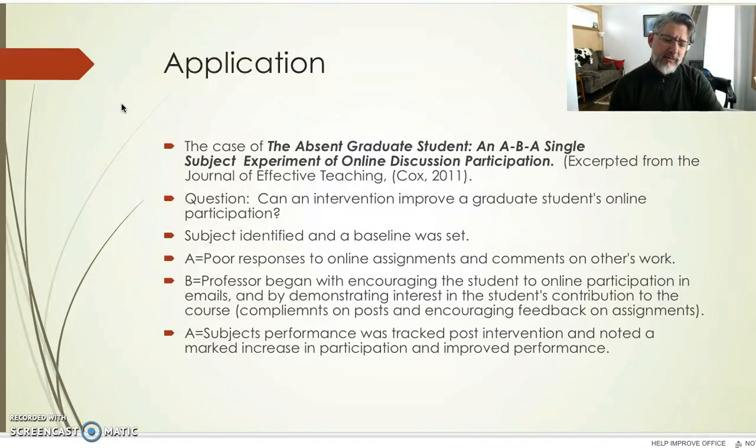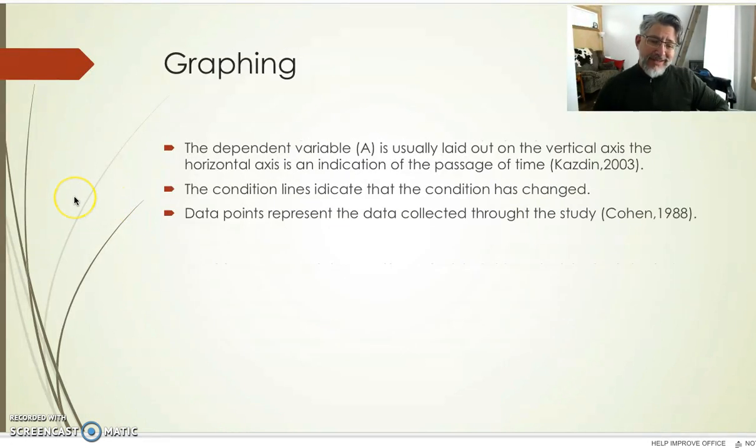In the second set of 3-week periods, they administered an intervention by the professor, which began with encouraging the student's online participation in emails and demonstrating interest in the student's contribution to the course, compliments on posts, and encouraging feedback on assignments. The professor did that for 3 weeks, and then those interventions were withdrawn from the student. The subject's performance was tracked post-intervention and noted a marked increase in participation and improvement in performance. Ergo, you could say that the intervention was effective.